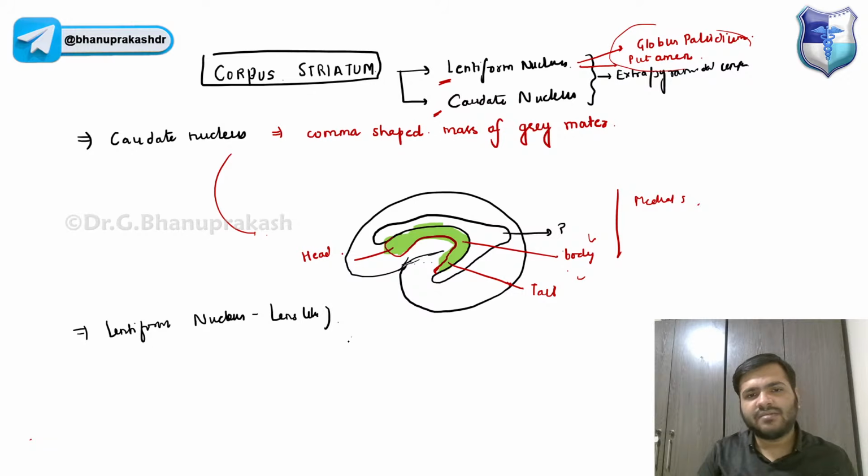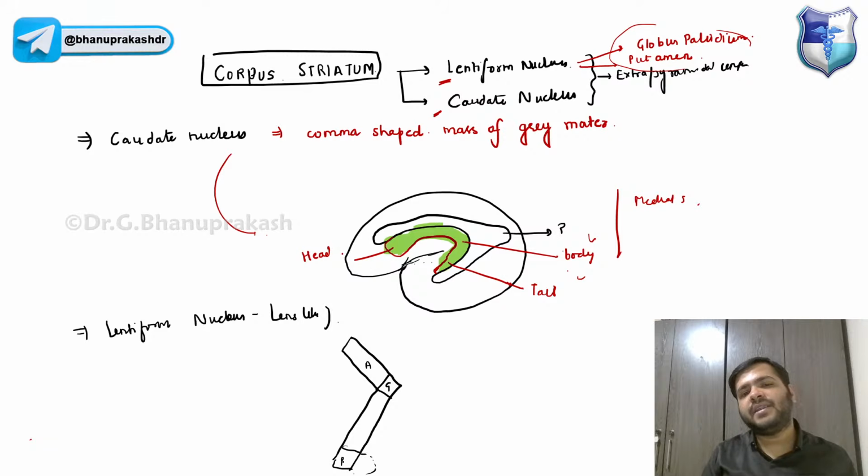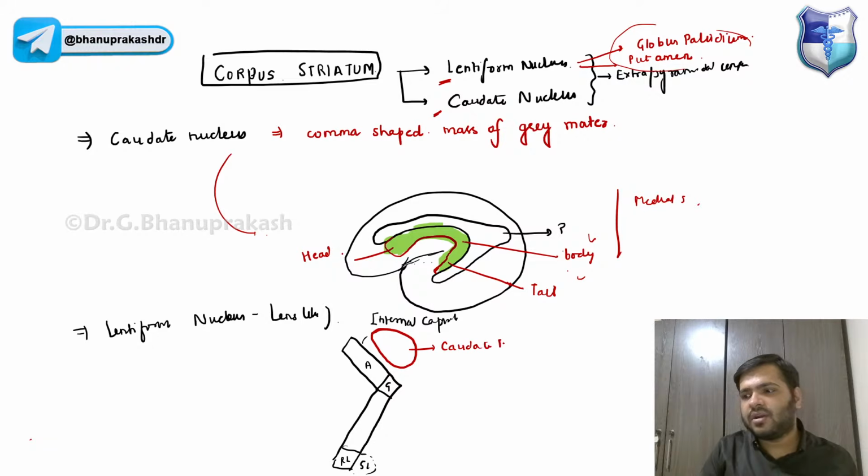We drew a diagram yesterday, and the day before yesterday also, of the internal capsule, and you already know the parts: the anterior limb, the genu, the posterior limb, the retrolentiform part, and below we have the sublentiform part. This is the internal capsule. Now guys, medial to the internal capsule you will see an ovoid, comma-shaped mass, that is called the caudate nucleus, especially the body of the caudate nucleus over here.